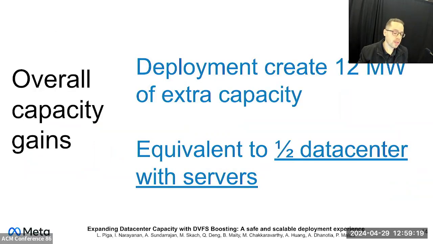So overall, in terms of our results, this could create about 12 megawatts of extra capacity, which is equivalent to half of a data center at Meta populated with servers. So pretty much it's like we were building half of a data center, which helped with the capacity crunch.